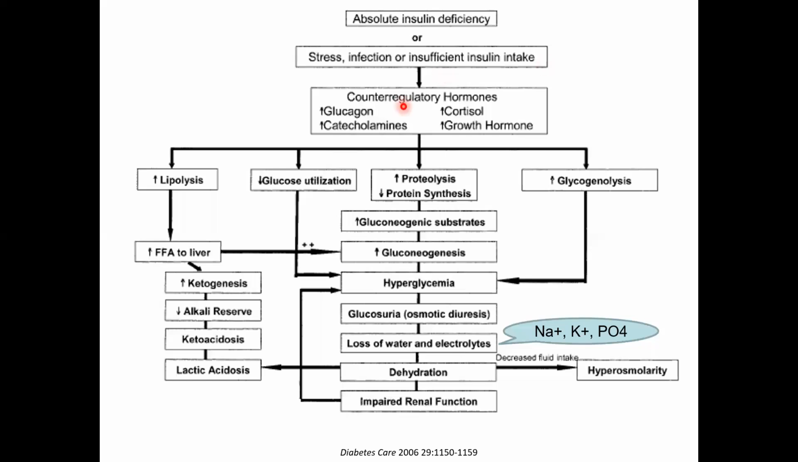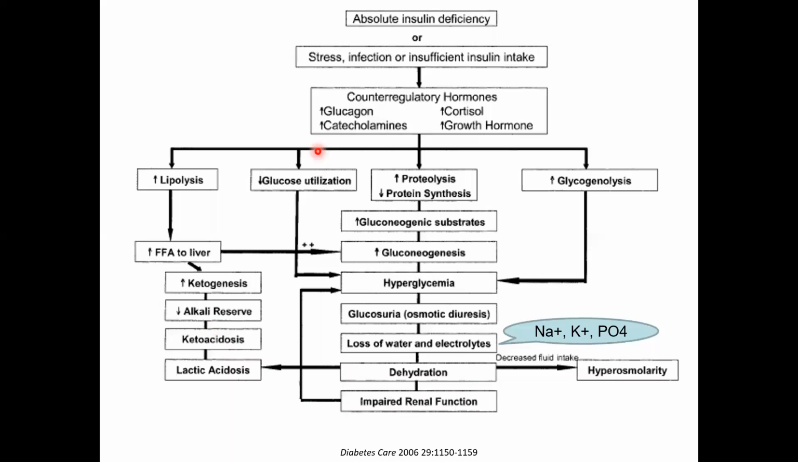What these hormones do, as I already mentioned, is cause increased lipolysis, resulting in increased free fatty acids and generation of ketones. Ketone bodies are acidic, so the body tries to buffer that, and this results in a reduction in the alkali reserve in the body, and this results in ketoacidosis.